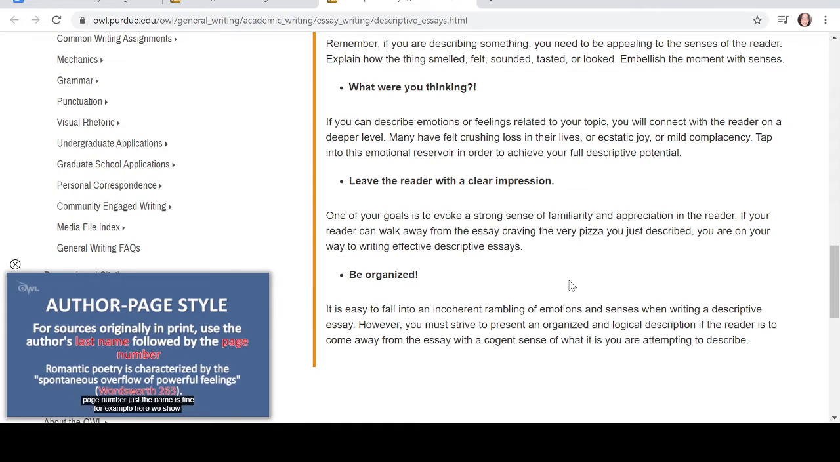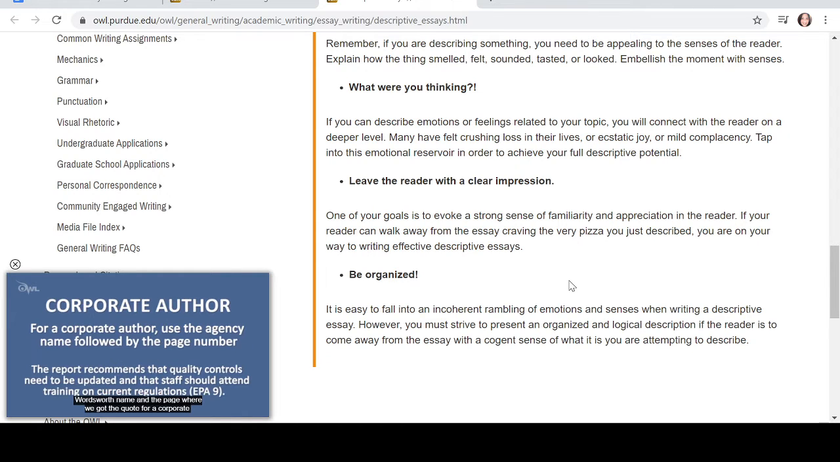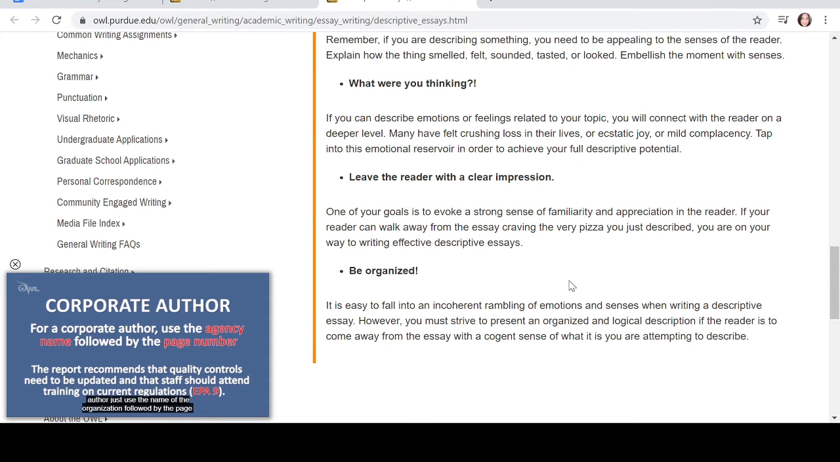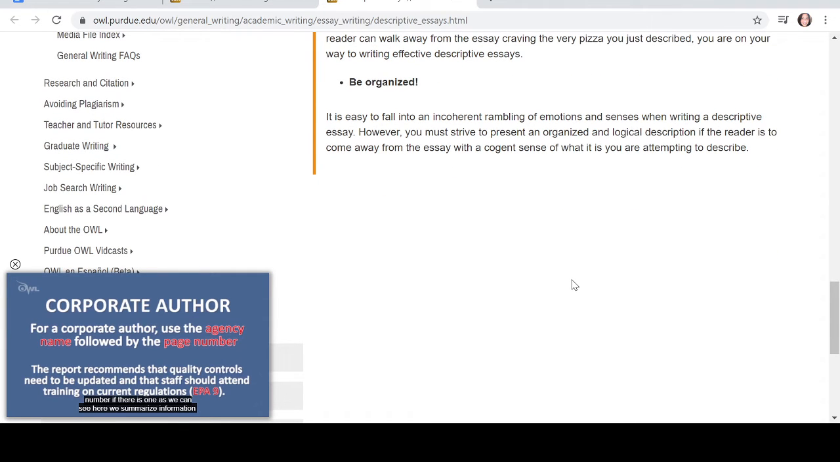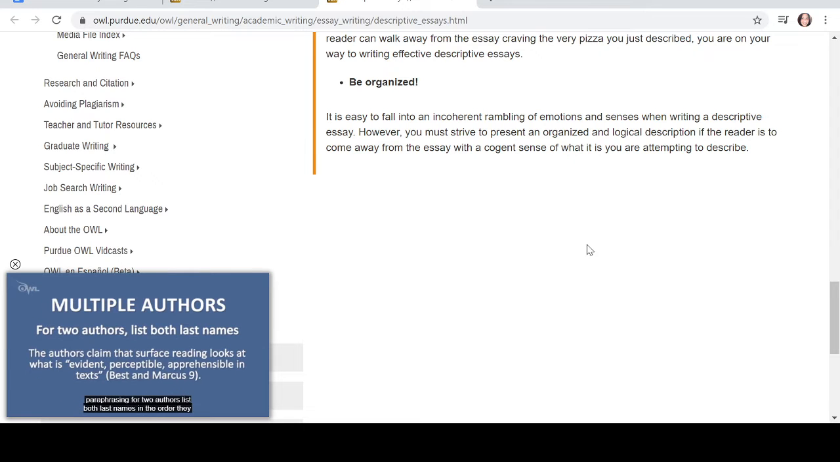You'll leave the reader with a clear impression. One of your goals is to evoke a strong sense of familiarity and appreciation in the reader. If your reader can walk away from an essay craving the very pizza you just described, you are on your way. So lastly, be organized. It's easy to fall into incoherent rambling of emotions and senses when writing a descriptive essay. However, you must strive to present an organized and logistical description so that readers come away from the essay with a cogent sense of what you're trying to describe.